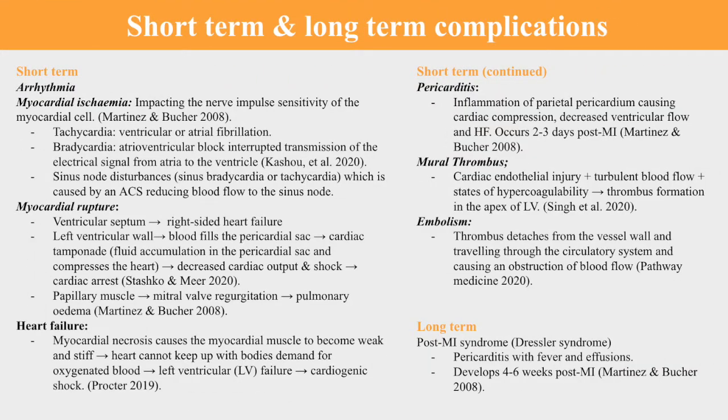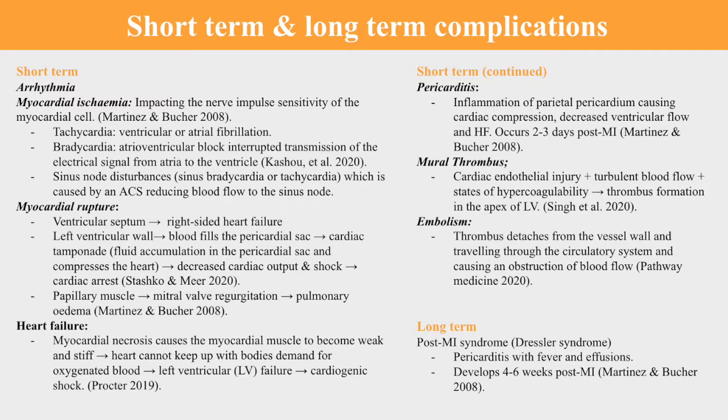In this slide, I will be talking about the short-term and long-term complications of ACS. Arrhythmia is caused by cardiac ischemia that alters nerve impulse sensitivity in the myocardial cells. This includes atrial or ventricular fibrillation and AV block causing bradycardia. Reduced blood flow to sinus nodes causes sinus node disturbances which result in bradycardia or tachycardia.